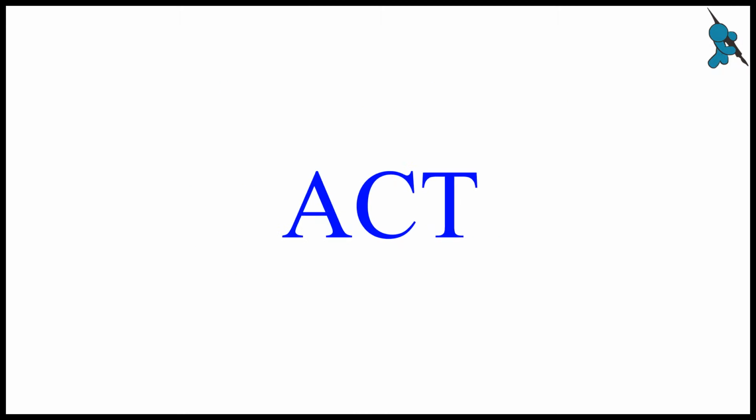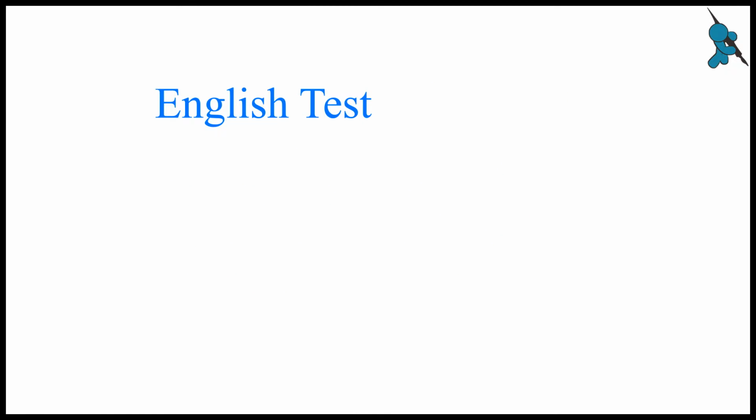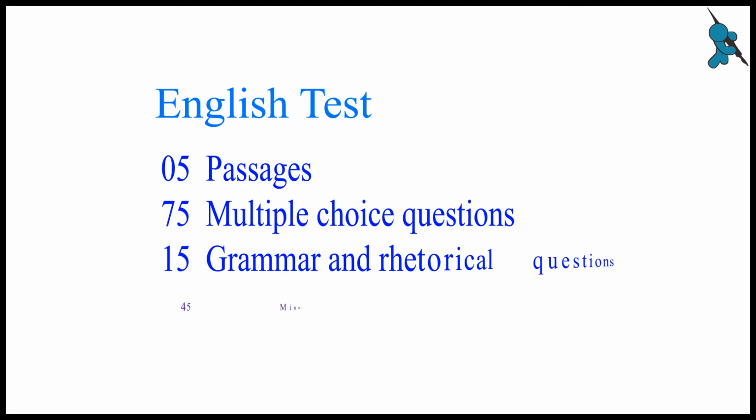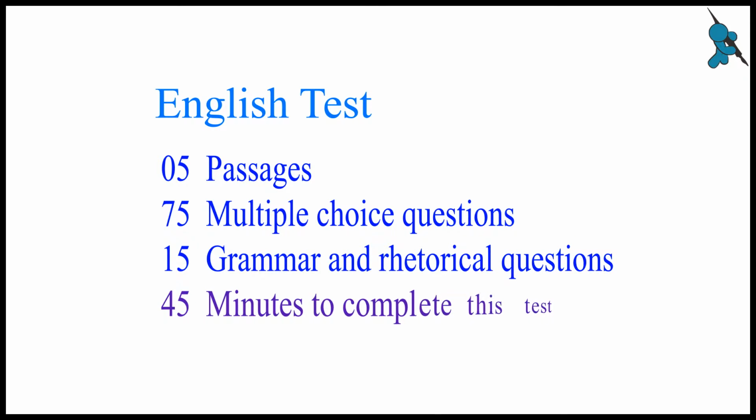Let us start with the ACT English test. This section includes 5 passages and a total of 75 multiple choice questions. Each passage includes 15 grammar and rhetorical questions. The questions are not arranged in order of difficulty. They will follow the order of the text in the passage. You will have 45 minutes to complete this test.